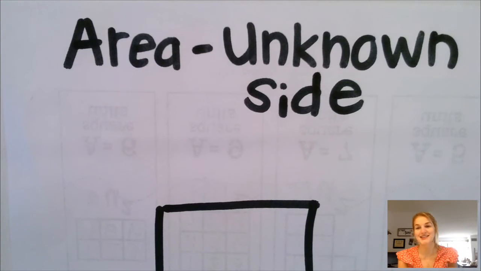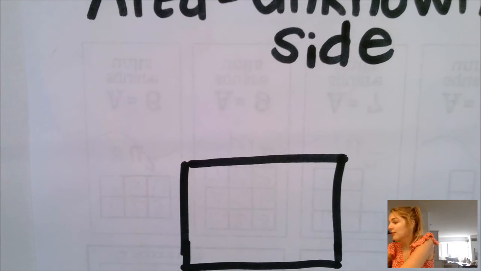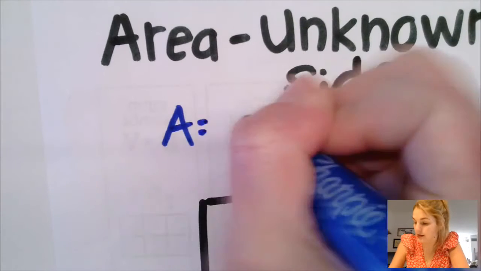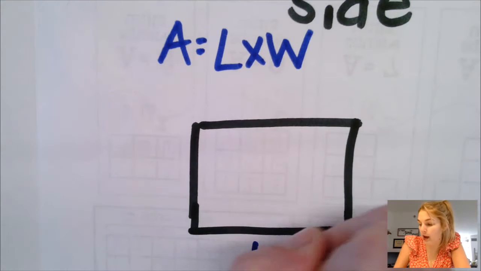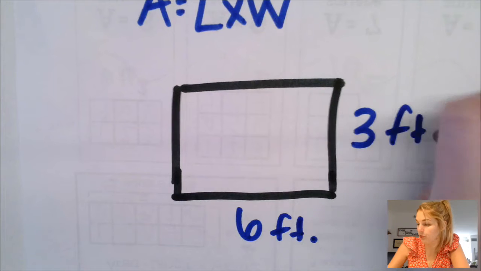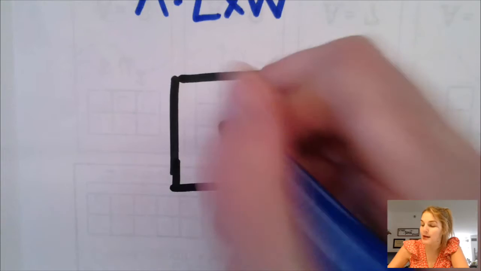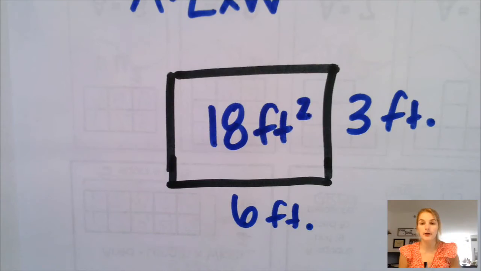Good morning, fourth graders. Today we're going to be working on finding area and looking for an unknown side. So when we are finding area, we have been used to having the length and the width because we know that area is equal to length times width. So normally we would take these measurements, let's say we're working with feet, and we would say that 6 times 3, length times width, would be 18. Our units are feet, and we always square area.